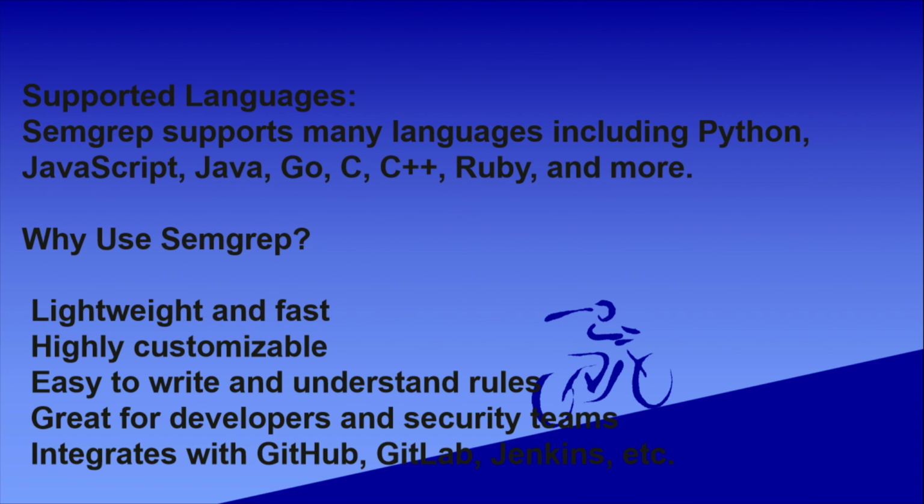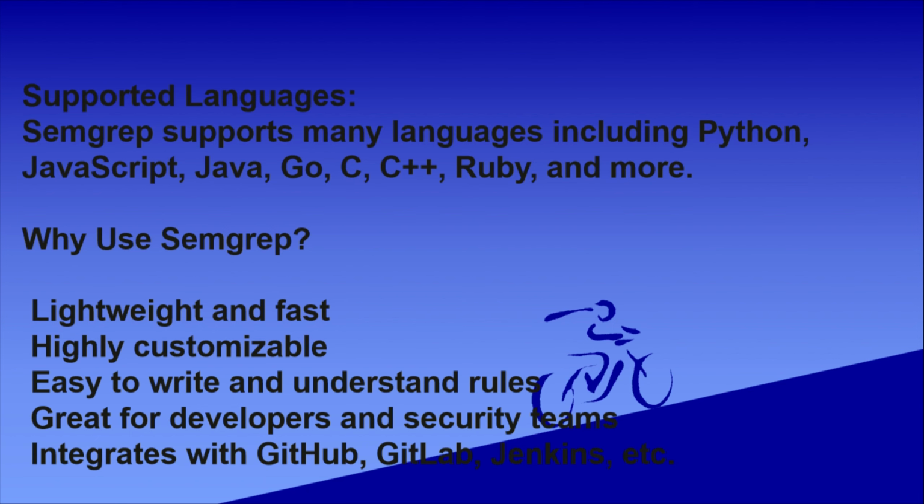Then why Semgrep? Why do you have to use Semgrep? First of all, Semgrep is open source. It's lightweight and fast. It's highly customizable. It's easy to write and understand rules, even for a non-expert. So it's also great for developers and security teams. It easily integrates with GitHub, GitHub Actions, GitLab, Jenkins, and others.